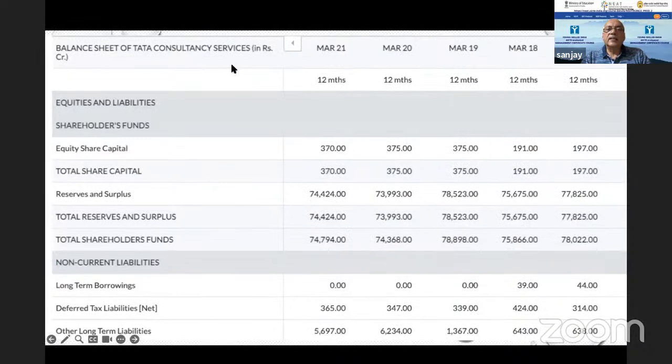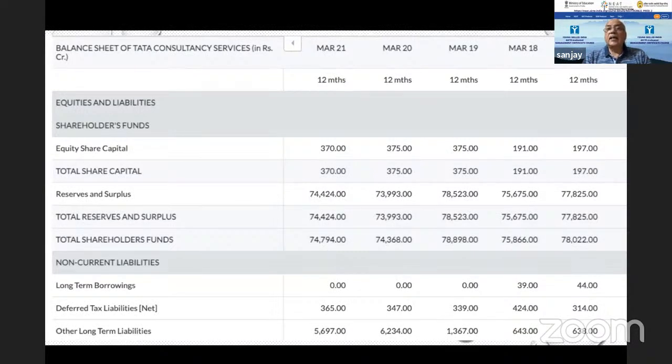Look at Tata Consultancy. Tata Consultancy again. This is a consulting firm. It's all about software. Equity share capital, 370 crores. Reserves and surplus, 74,424 crores. Total funds at their disposal, 74,794 crores. And what is the amount they borrow? Nothing. Zero. So this is again a company which is dealing in software, which is not capital intensive.